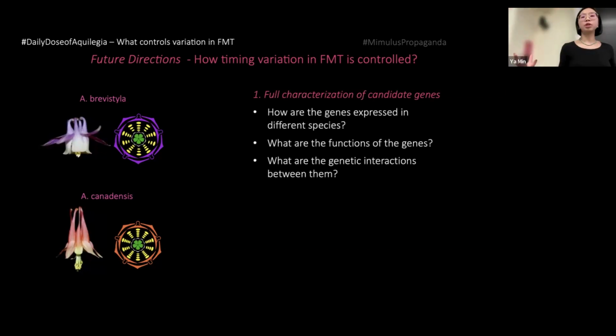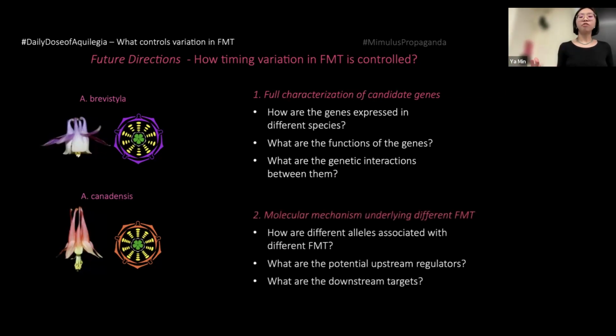What are the interactions between the genes? We can build a molecular network to see what's controlling what. And we can even go a step further to understand the mechanisms underlying it. How are the different genes from different species associated with the differences in the termination process? What are the potential upstream regulators and what are the downstream targets?